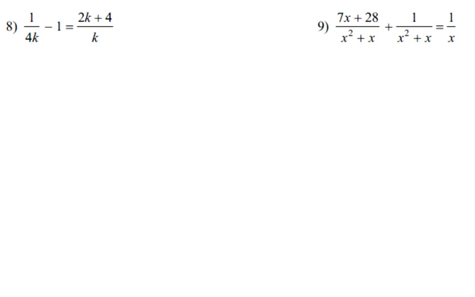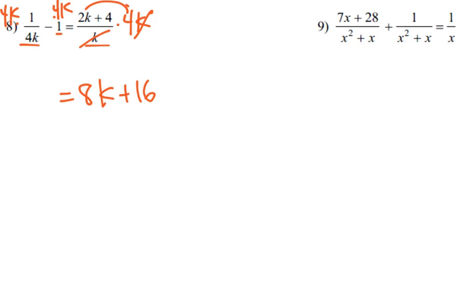Alright, let's finish this out. So I'm going to need to multiply by 4k. That'll get rid of that k. So each one of these terms I have to multiply by. So the k's cancel, 4 distributes, 8k plus 16, 4k, subtract, those cancel, and we get 1.